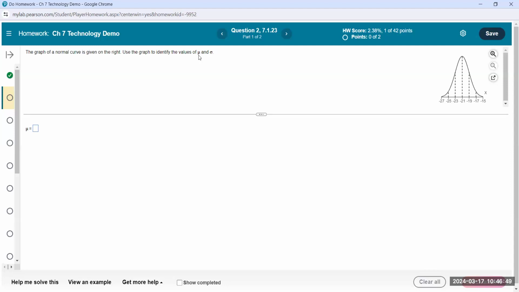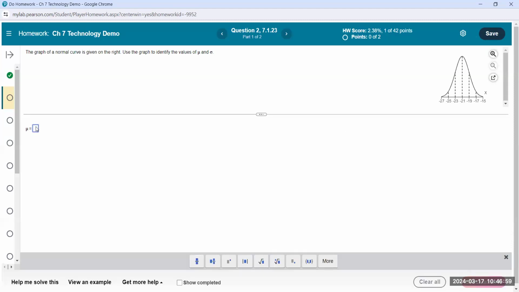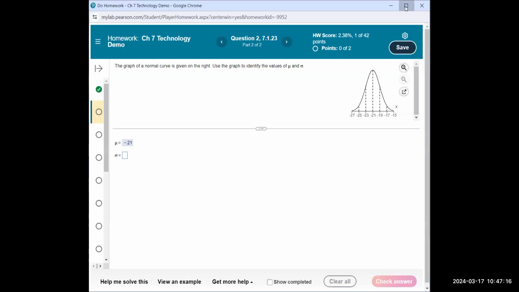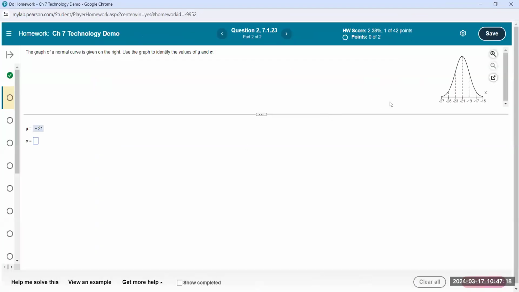So the symbol here is the Greek letter mu, and it's for mean, which is the center or the average results. And I see that it's a negative 21 on mine. Some of you might have a positive number. I think that if you get a negative, it's a little bit confusing for students. And then what does it deviate by?